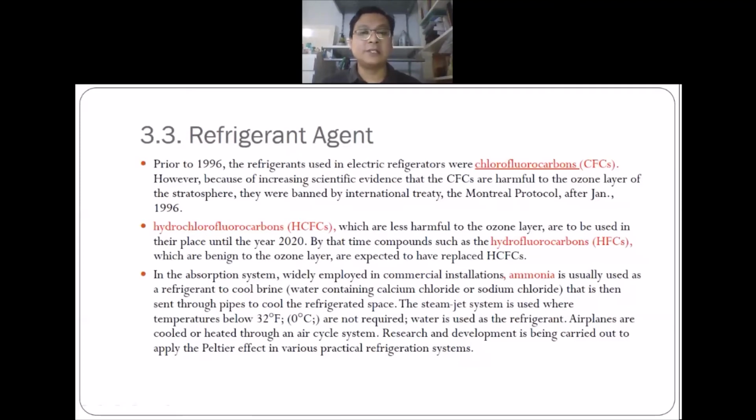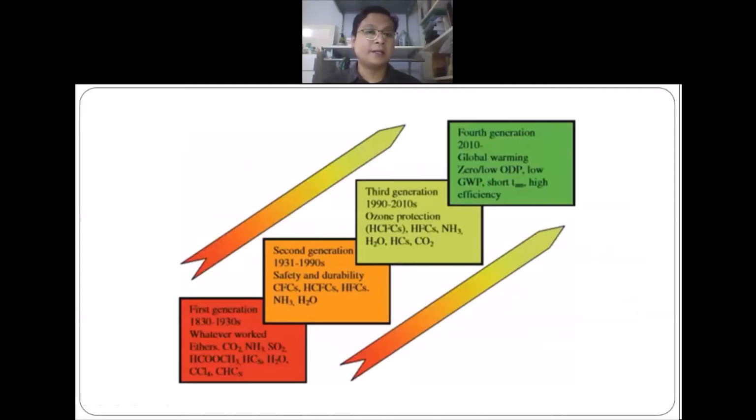Now we are using R134. Yes, this is the new one, the latest. Okay, this one is a history of the four generations of refrigeration development. The first generation starts from 1830 until 1930, a period of 100 years, using ether, CO2, and so on.